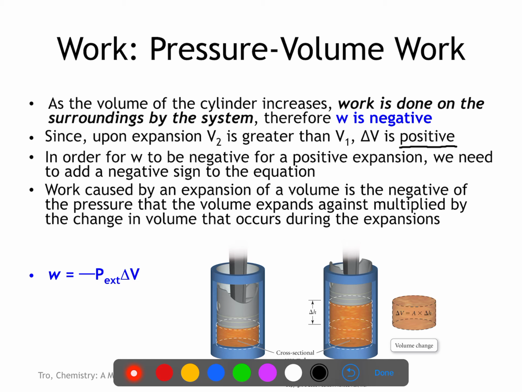So you see here all those equations being put together. We have that the height change times the area is the volume, which is then multiplied by the external pressure to give us work.